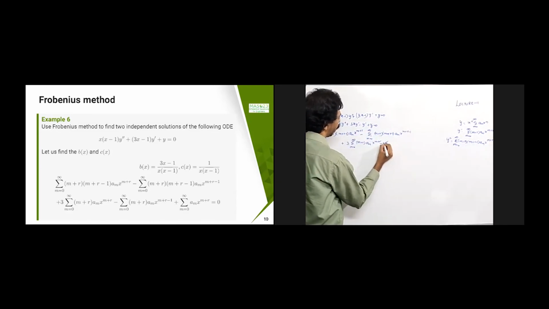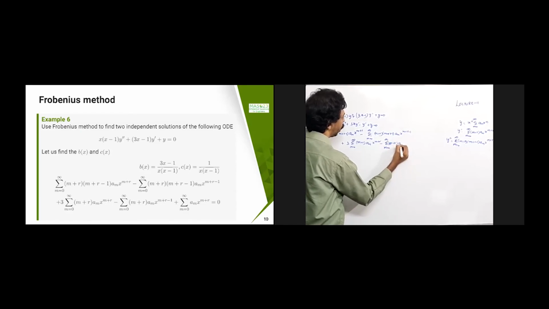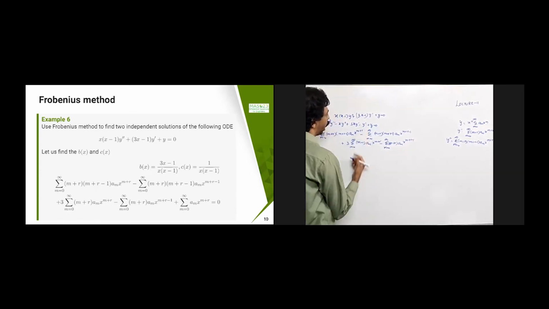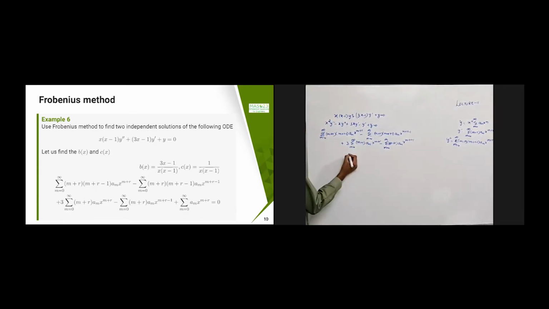And again, the next term becomes the summation over m equal to 0 to infinity of (m plus r) a_m x power m plus r minus 1. Then I have y, so that becomes plus the summation over m equal to 0 to infinity of a_m x power m plus r.